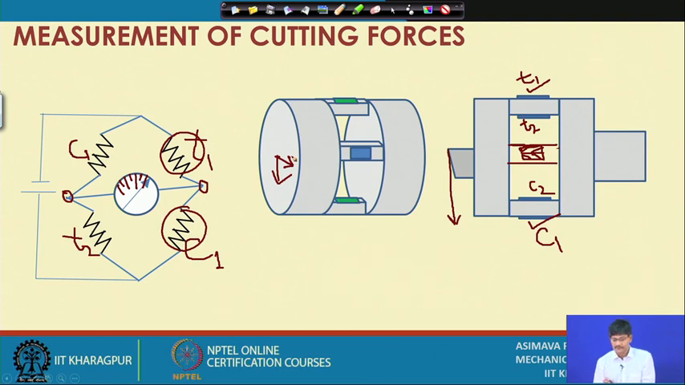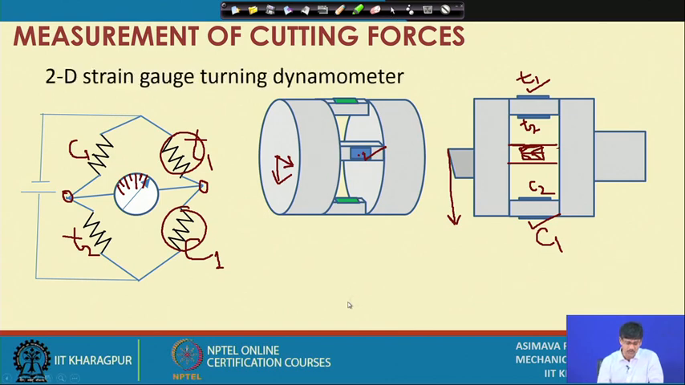This force will be captured by this strain gauge and the corresponding strain gauges, there is another beam on that side. So, there is one on this wall, there is one on the inner wall, there are two such strain gauges on the corresponding beam on the other side. So, they will capture this force. So, this is generally referred to as the two-dimensional strain gauge turning dynamometer. So, instead of the ordinary tool, if you have this device, then it will be good.